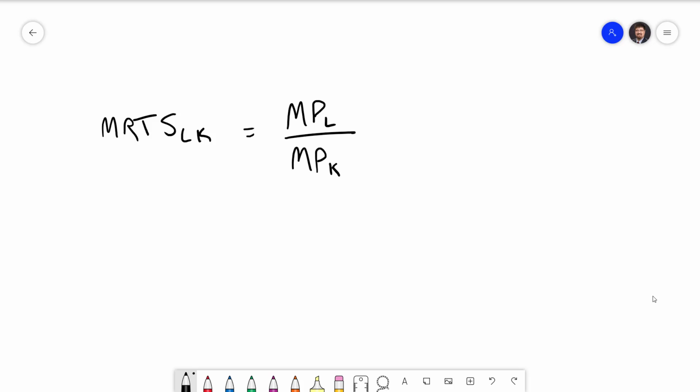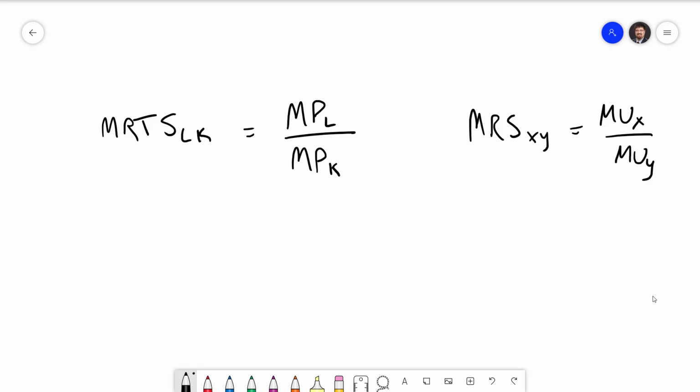Notice that this looks very similar to the marginal rate of substitution of x for y when we did utility, which was the marginal utility of x divided by the marginal utility of y. Back when we did that, I mentioned that we could flip everything and have the marginal rate of substitution of y for x. We can do the exact same thing with the MRTS and flip everything, but what that means is that you have to make sure that if you do that, you flip everything later on. For that reason, I'm always going to stick to MPL over MPK.